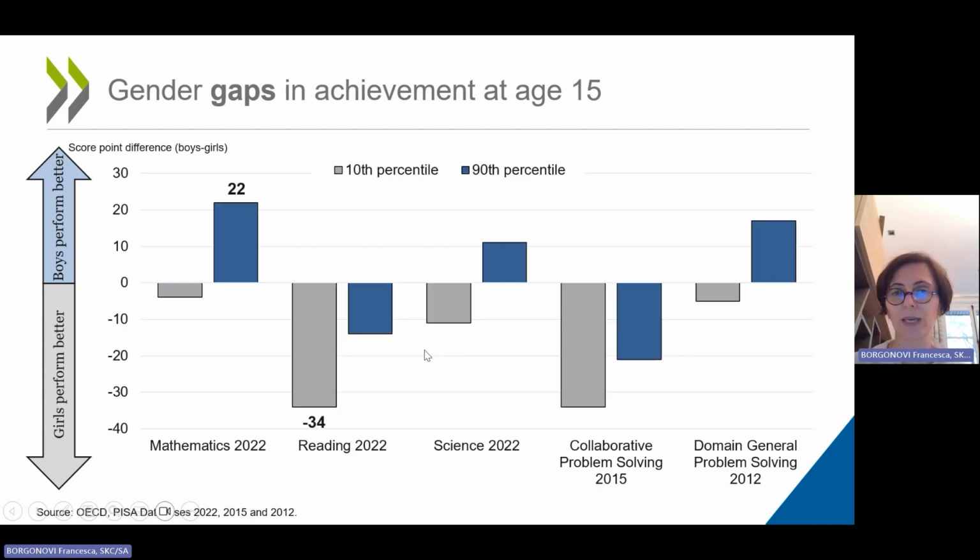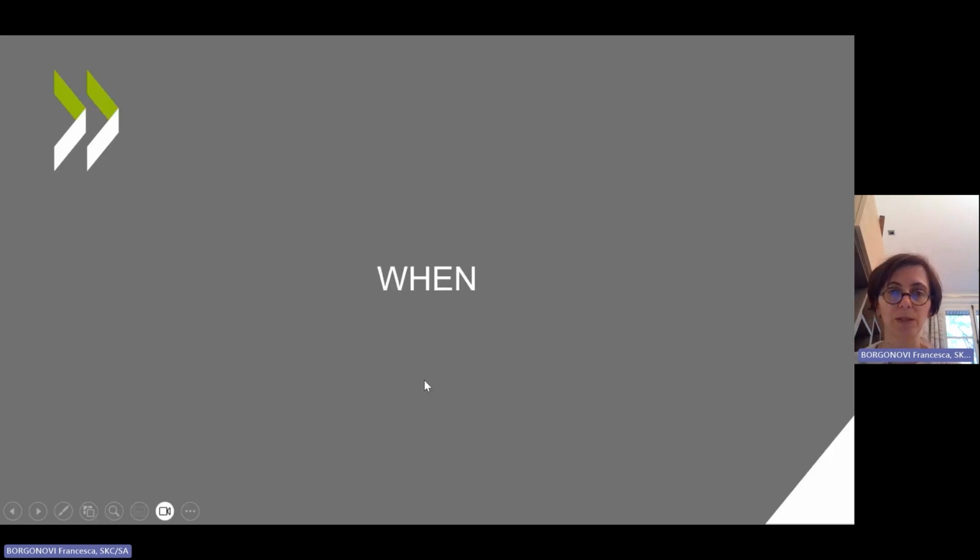Gender gaps vary depending on the performance distribution. So what you can see is that the gender gap in mathematics is much larger at the 90th percentile. It's 22 score points on average. And the gender gap in reading in favor of girls is, on the other hand, much larger at the bottom of the performance distribution, where it's 34 points.